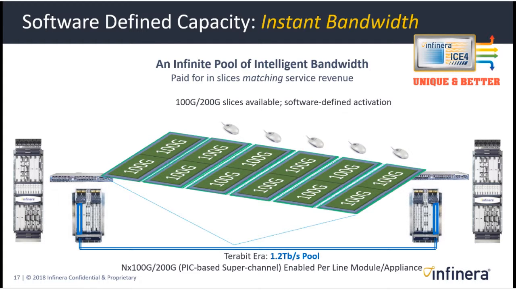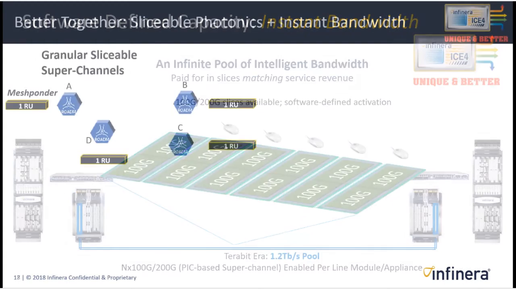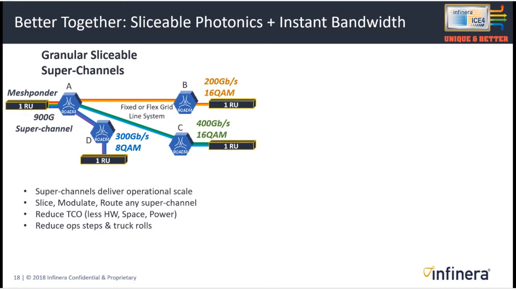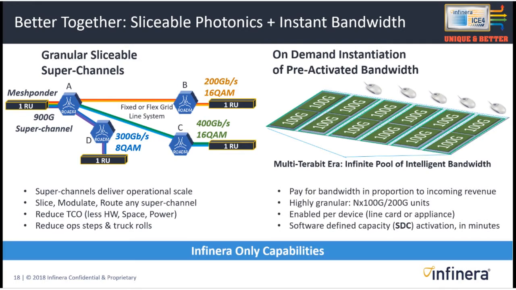We've had instant bandwidth for a while, but with ICE4, we introduced sliceable photonics. What that means is that instead of the whole capacity of the PIC having to go to the same destination PIC, we can slice up the different wavelengths using a ROADM. Now, when you combine that with instant bandwidth, you end up with the ability to add capacity incredibly quickly and to direct it where it needs to go in very granular units. Once again, sliceability is unique to Infinera, and customers really love the idea.